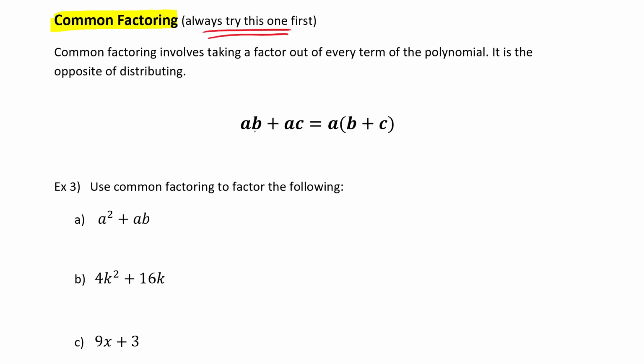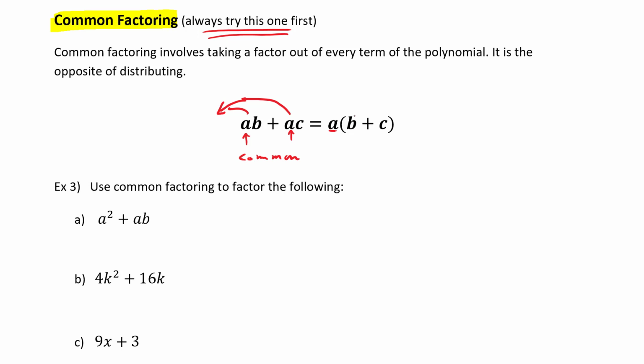So here we have AB plus AC. Let's pull out a common factor. Well, what's common between these two terms? A is common. It is a common factor. So I can pull that out and put brackets around what remains.